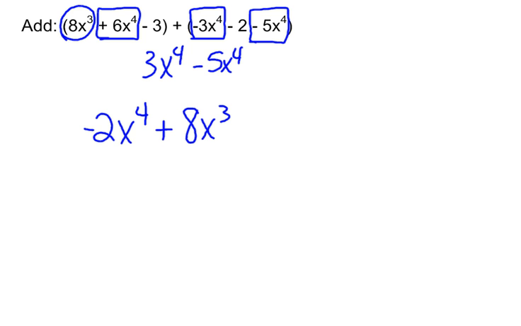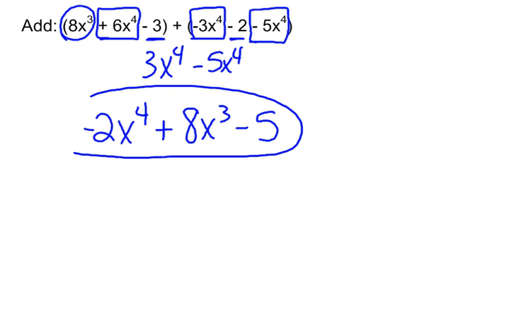And then last, I can take a look at my constants. We have negative 3 and negative 2, and that gives me negative 5, and that would go last. So I can't combine any of those. This is my final answer.